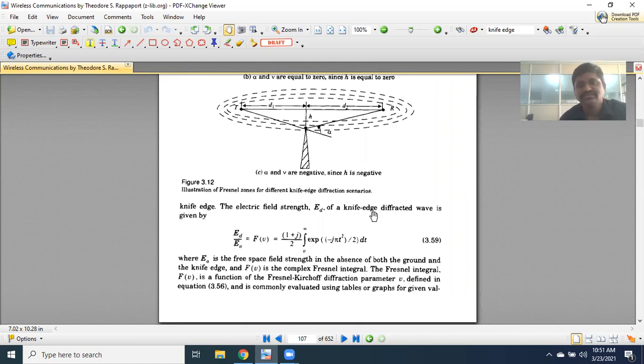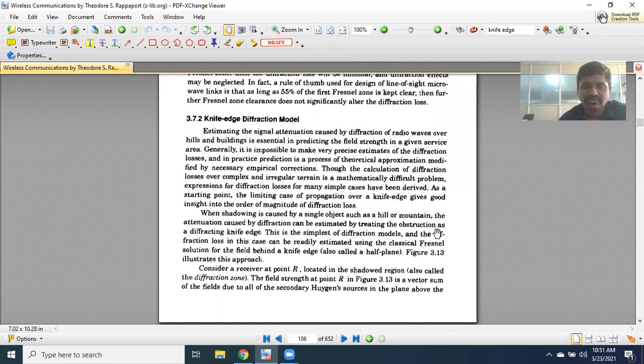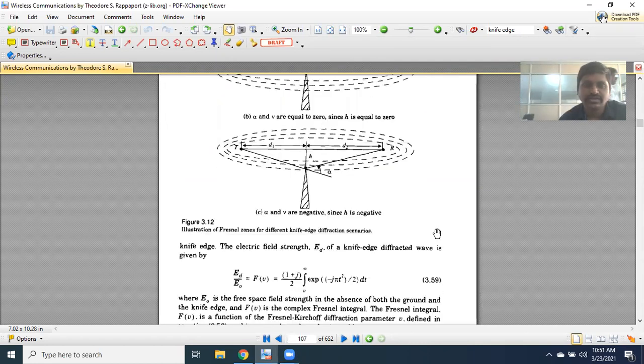And the electric field strength Ed of the knife edge diffracted wave, Ed by E naught, is equal to F of V, equal to (1 plus j) by 2 times the integration from V to infinity of exponential of minus j pi t square by 2 dt, where E naught is the free space field strength in the absence of both the ground and the knife edge.